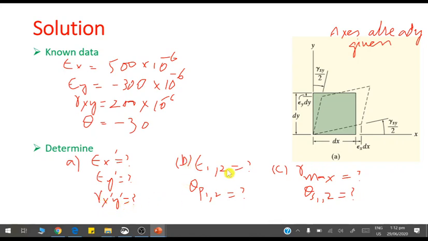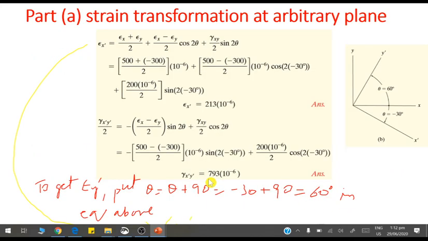We have to determine in part B epsilon 1, 2 and the corresponding angle theta p1, 2, and in part C gamma maximum and the corresponding angle theta s1 or 2.